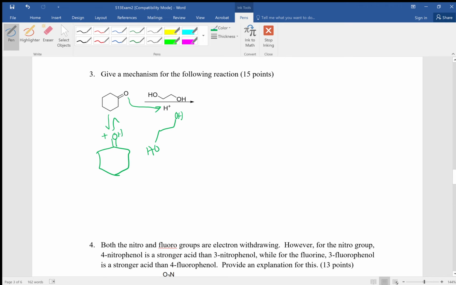So we've made our protonated carbonyl. This makes the carbonyl a better electrophile. So now our alcohol, which is a fairly mediocre nucleophile, can attack. The lone pair from the alcohol attacks the activated carbonyl and moves the electrons up, to give us this intermediate.